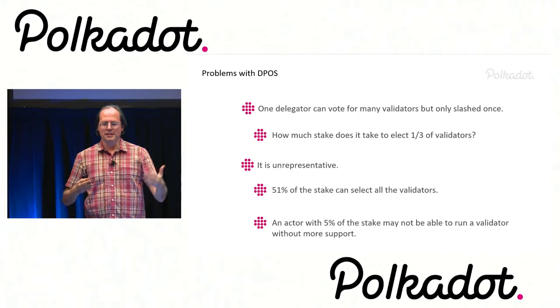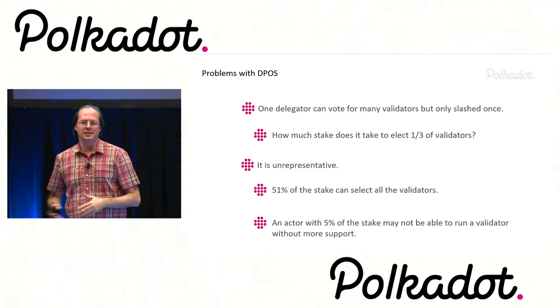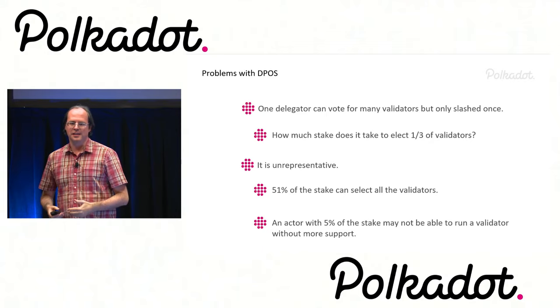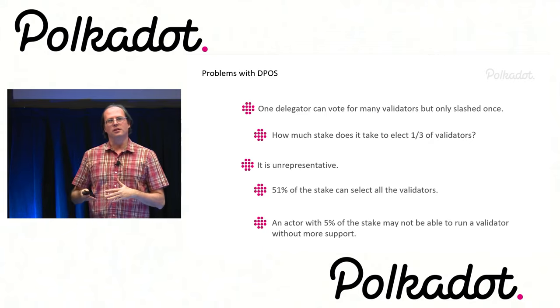So when we slash a third of validators, we're not slashing a unique stake. And so we're not at all sure that we're slashing a third of stake in the system. It depends on how things are organized. And in theory, if you have enough, you can back all the bad guys with the same stake, and then you just lose this once.